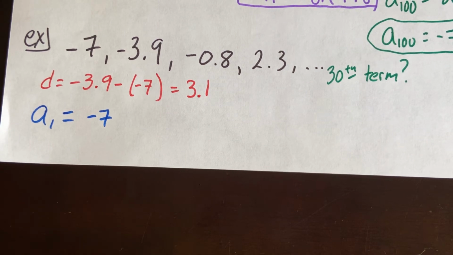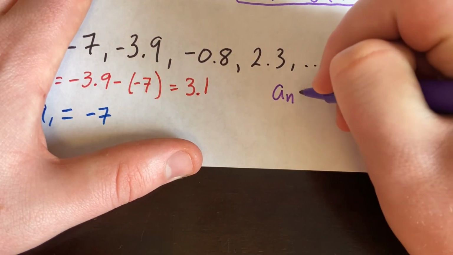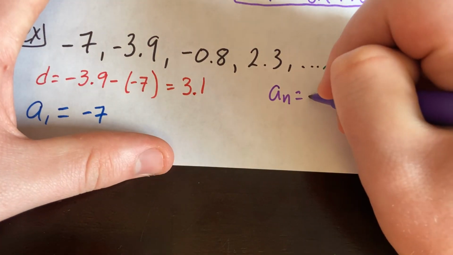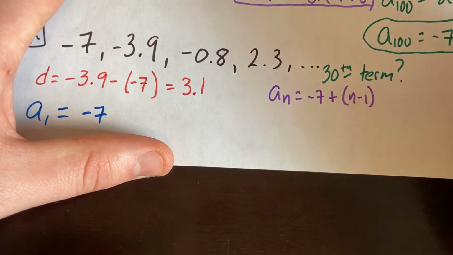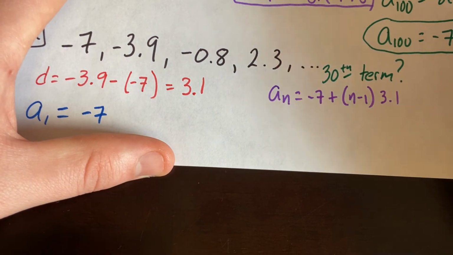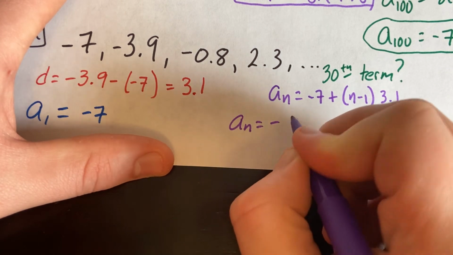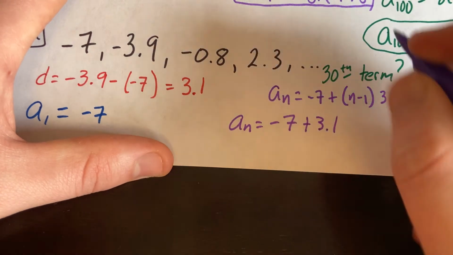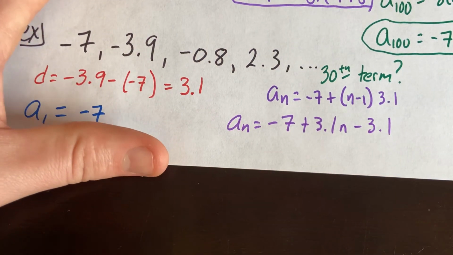All right, cool. So let's put our pieces together and write our equation. A sub n is equal to our first term, negative 7, plus n minus 1 times d, that we found to be 3.1. I'm going to go ahead and distribute that 3.1. So a sub n is equal to negative 7 plus 3.1n minus 3.1.